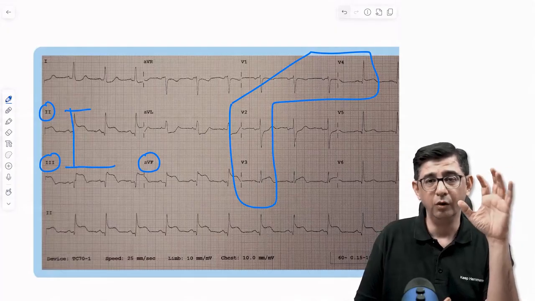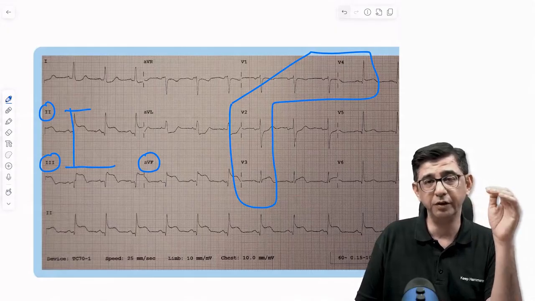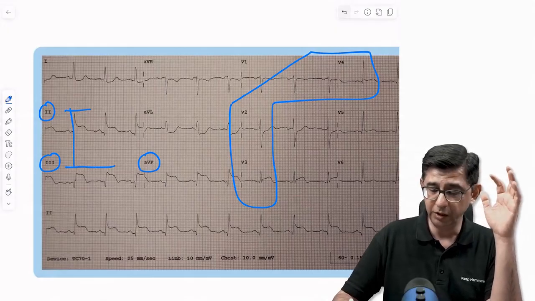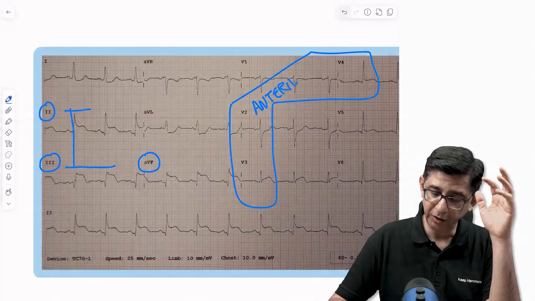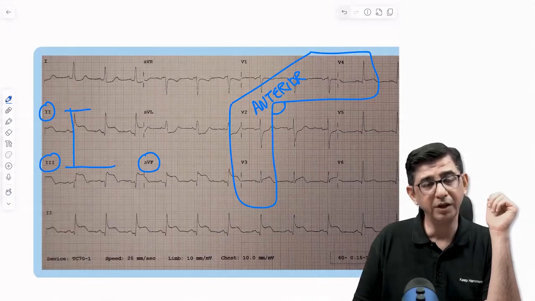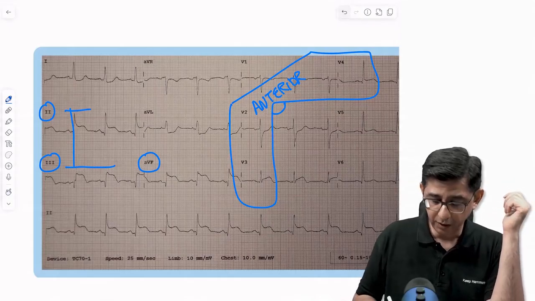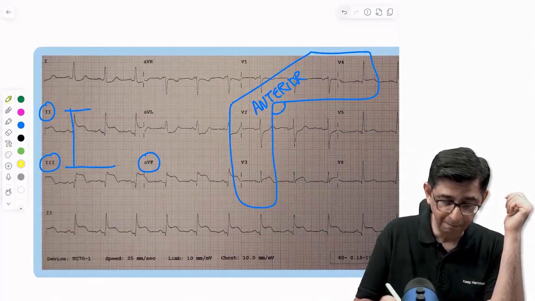Let's do this again. What are the leads in which you would be checking for anterior wall MI findings? It is V2, V3 and V4. These are the leads which are used to study the anterior surface of the heart, and you can see this looks like an alphabet A. And here if you look at the data, it looks like an alphabet I. But anyway, the point is, this is what the FMG exam person is asking you.